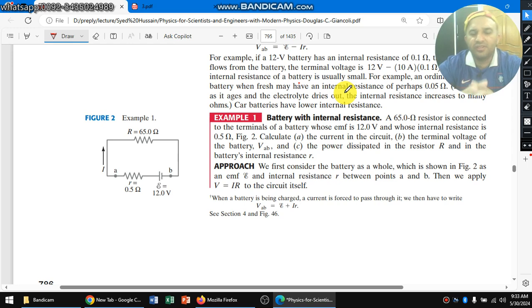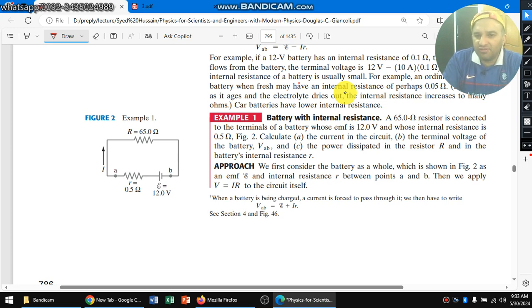Hello dear students, in the previous lesson we discussed the EMF and the terminal potential difference. Now in this lecture we are going to discuss questions about this EMF and the terminal potential difference. Okay, now we start. First I read the question, then I will explain.